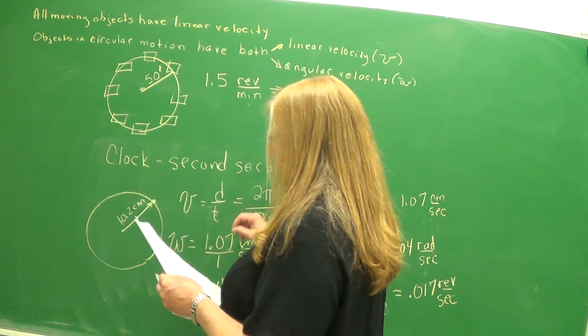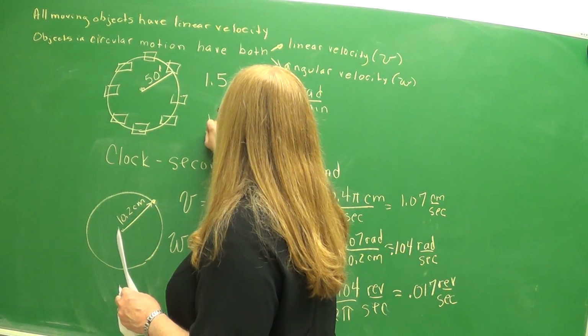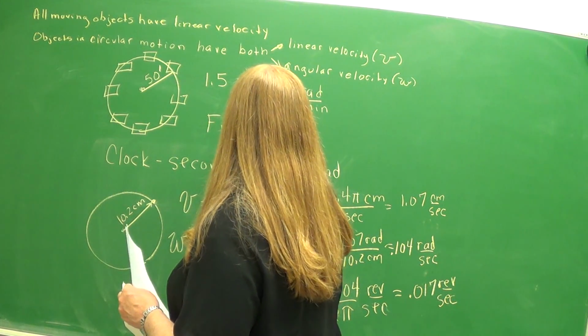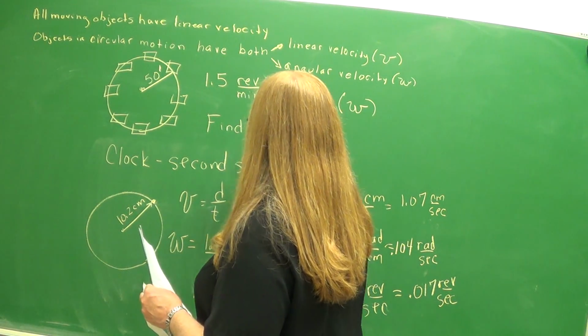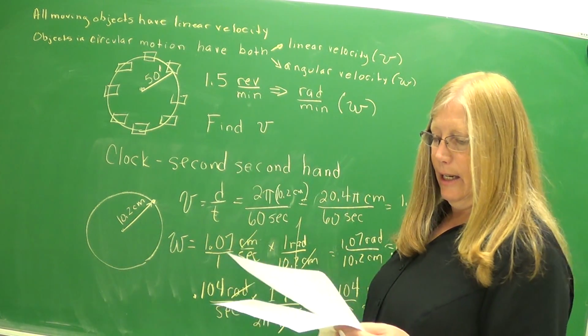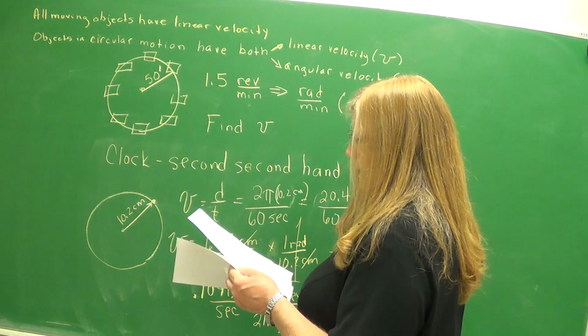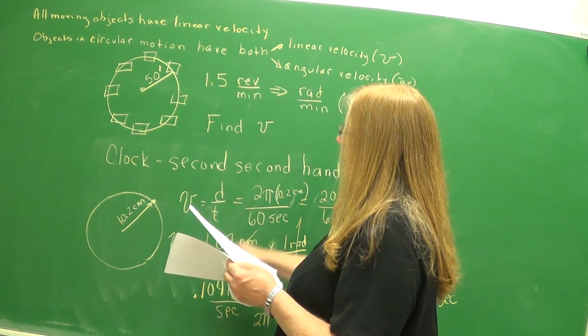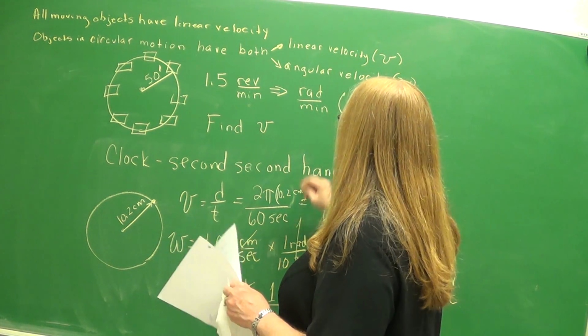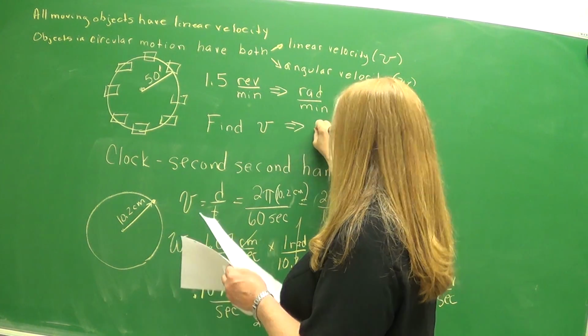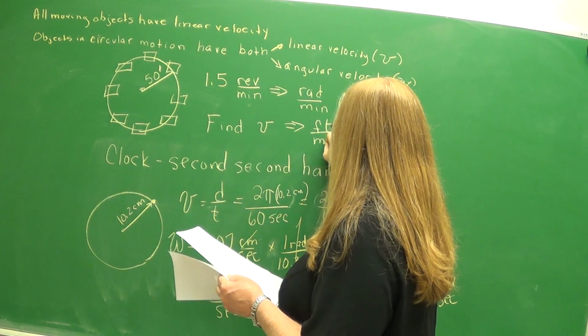So let's also look at finding, so this is going to be an angular calculation. Let's find a linear velocity as well for this object, and for someone out here in the bucket. So I want that to be in feet per minute.